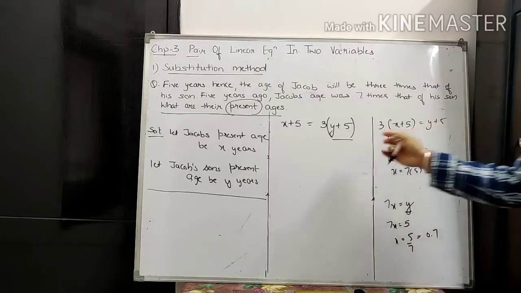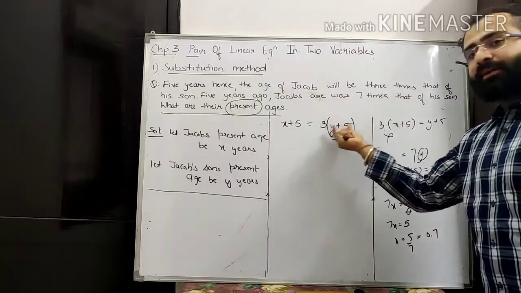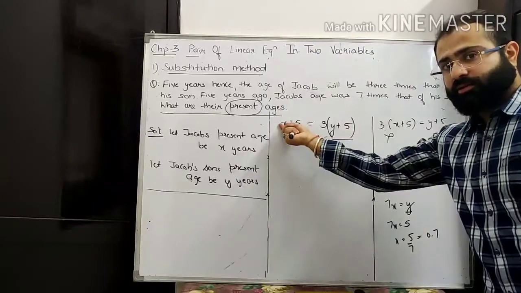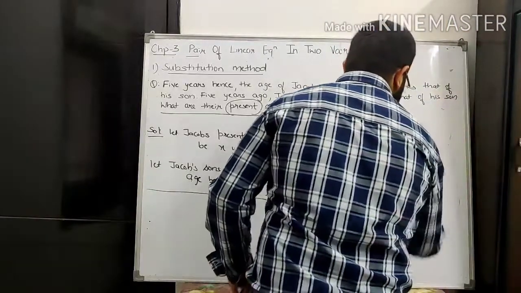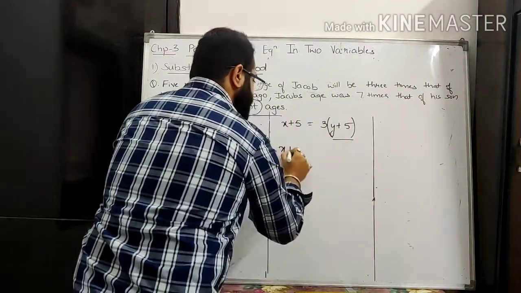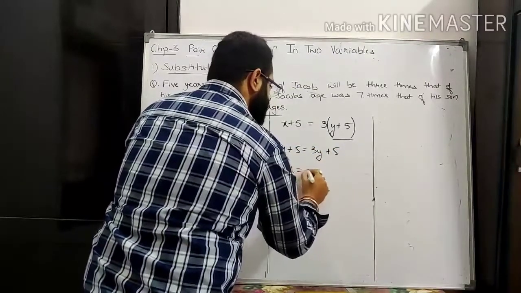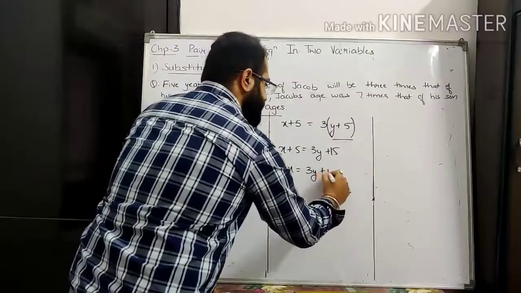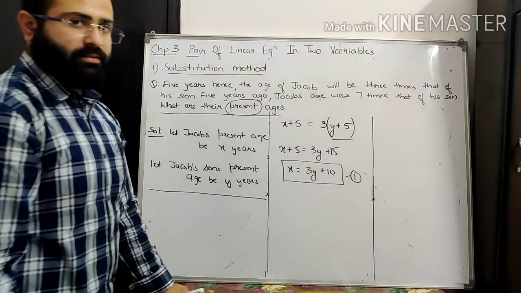So whenever it is said that an age is this many times the other, you need to multiply on the other side only. Do not multiply the constant on this side. After doing this, we need to simplify the equation. So this will be x plus 5 equals 3y plus 15, or x equals 3y plus 10. So this is the first equation that we have.